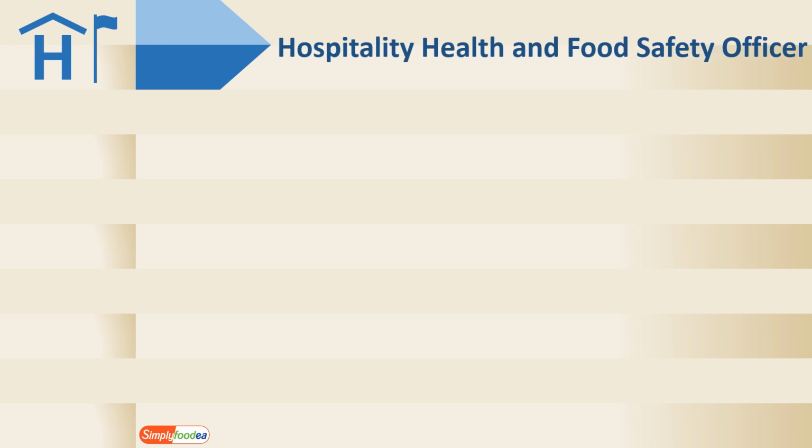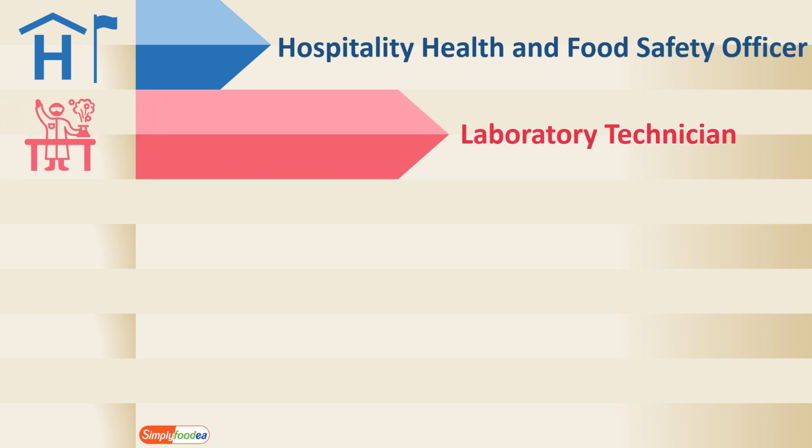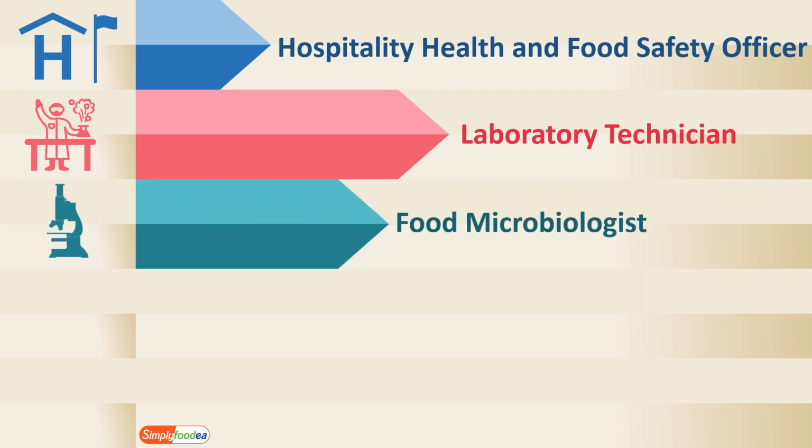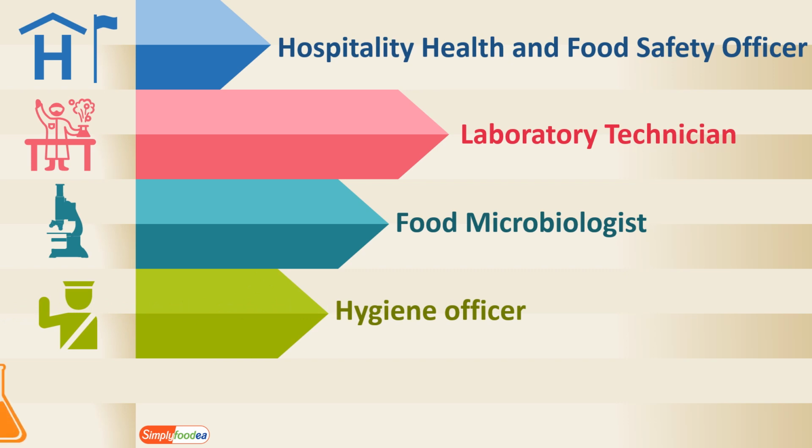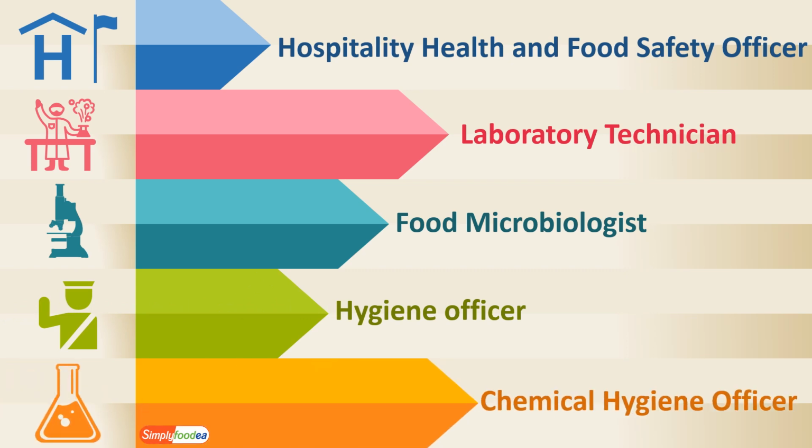These job titles you must search on the internet and read all their job descriptions: hospitality, health and food safety officer; also the laboratory technician, you must read all the job descriptions related to these jobs; food microbiologist, hygiene officer, and finally the chemical hygiene officer. You read all these job descriptions from the internet, and you will be more satisfied with all the data in these parts.